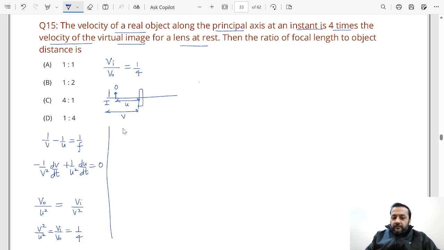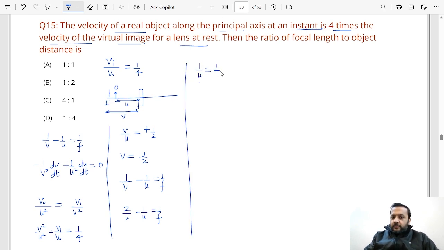That means from here, v by u will become plus or minus half. Now, as I said, u and v both have the same sign. They both have the negative sign, which means that v by u will be a positive quantity. So you will take plus half, and minus half will be rejected, which means v becomes u by 2. Now again, using the lens formula, 1/v − 1/u = 1/f. If I put v as u by 2 here, this will become 2/u − 1/u = 1/f. So from here you can see that 1/u = 1/f. That means f upon u becomes 1. So the answer will be 1:1.